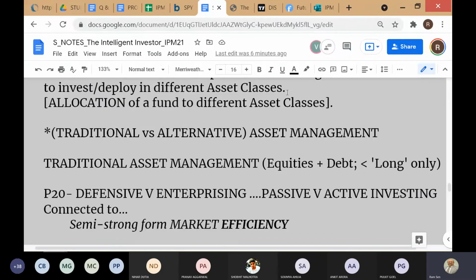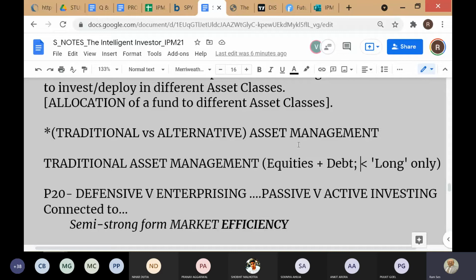You'll see the discussion happens in TAM. We'll call it TAM and AM. Okay, alternative asset management is AM, and this is TAM. So in TAM, the discussion happens between stocks, bonds, and cash. But the correct terminology would be equities and debt. Okay, and cash, of course, is understood. All right, so this is one aspect.